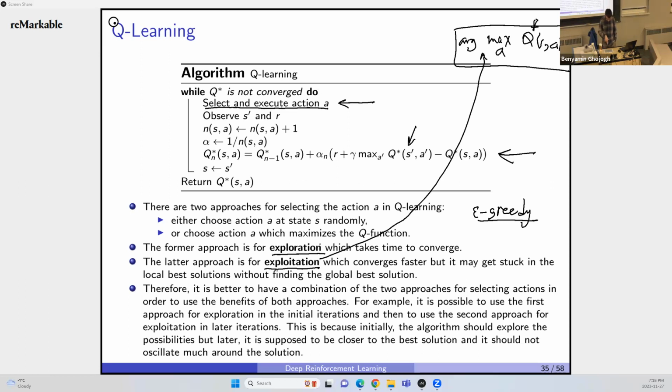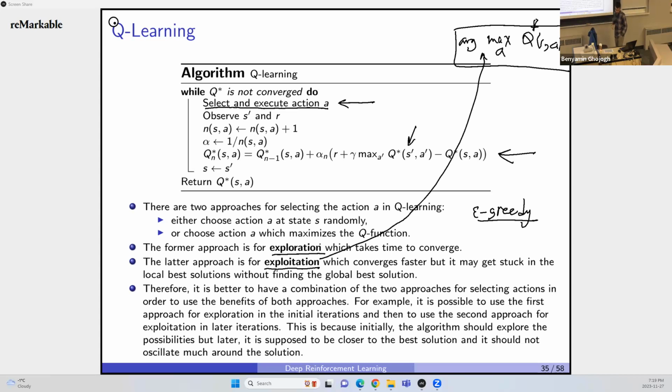So first off, you tell me, initially, is it better to do exploration or exploitation? Exploration, exactly. Because we are far away from the solution. We want to search different options that we have, but later we need to do exploitation. Why? We are very near to the best solution. Yeah, exactly. Thank you very much. So we are supposed to be close to the best solution. As a result, we don't want to oscillate around it. So initial exploration, later more exploitation.